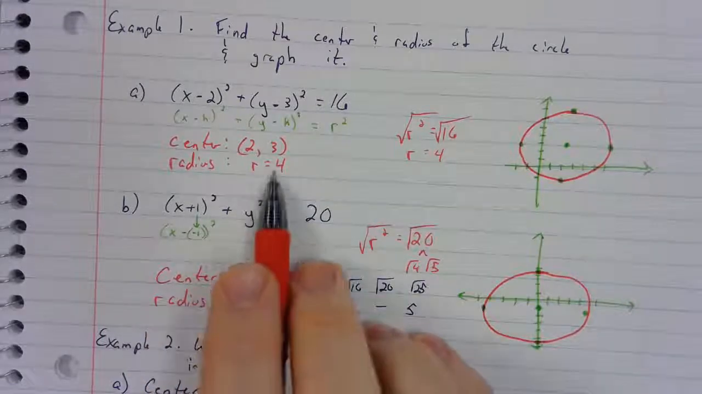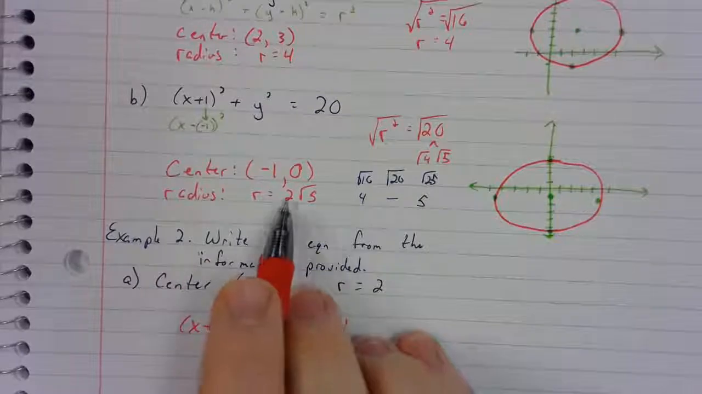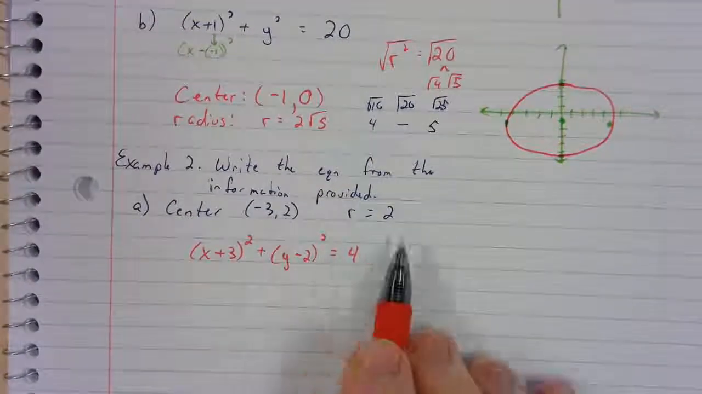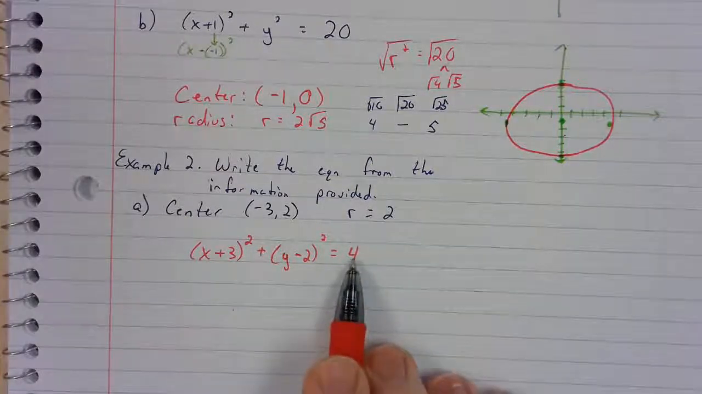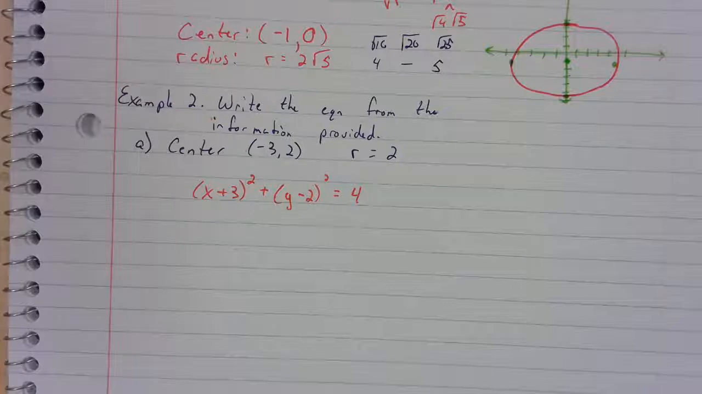So here our radius was 4. 4 squared is 16. Here our radius is 2 root 5. 2 root 5 squared is 20. Down here our radius is 2. 2 squared is 4. Okay. Pretty easy, right? All right.